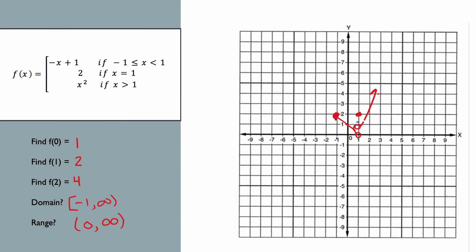So for a piecewise defined function, you would want to be able to sketch a graph of that function and also answer some questions regarding either the graph or the function itself.